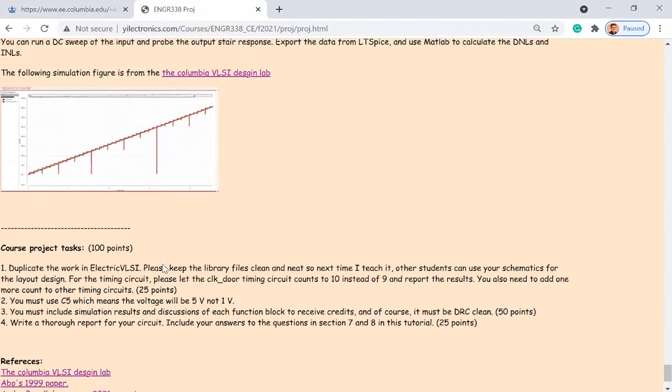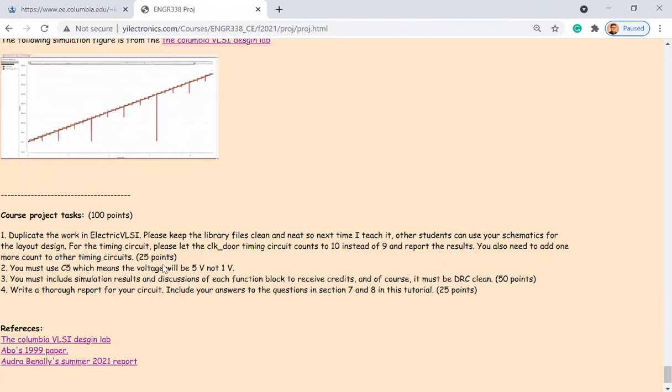Okay, a few questions or tasks. First, duplicate the work in electrical VLSI and make it clean and neat so other people can directly use your schematics for layouts.